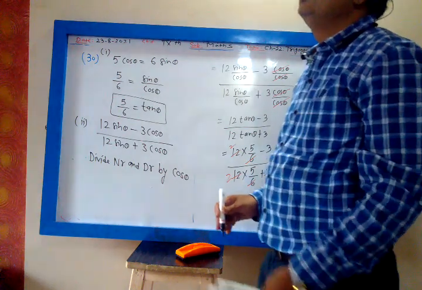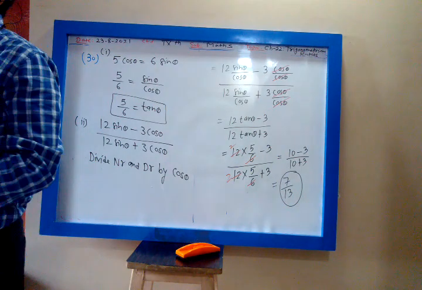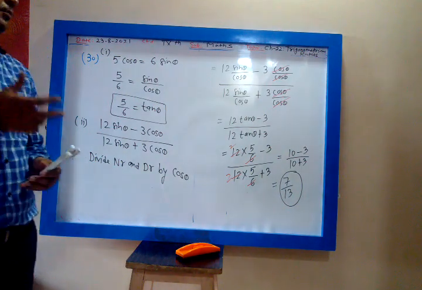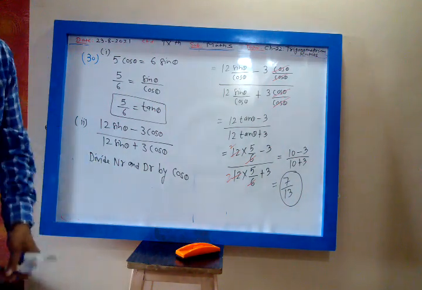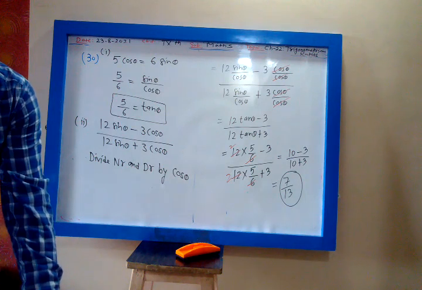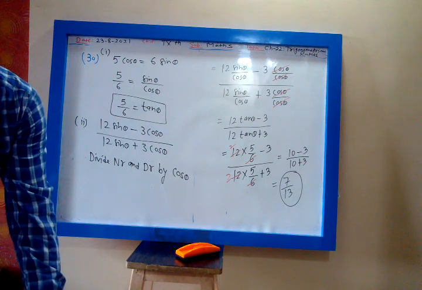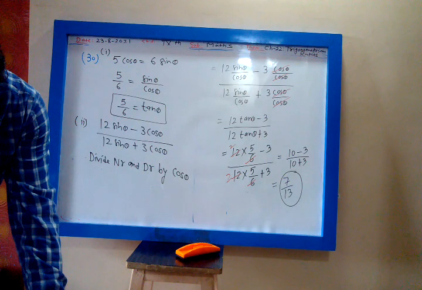7 upon 13 is a proper fraction. A proper fraction we cannot convert into a mixed fraction. An improper fraction can be converted into a mixed fraction. We cannot convert this into a mixed fraction.